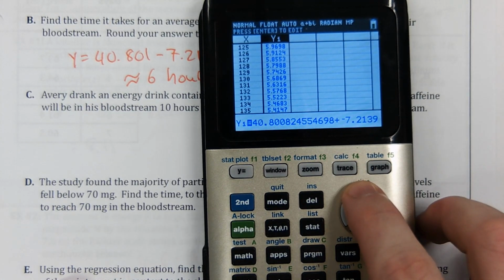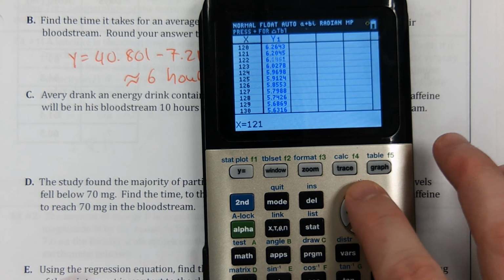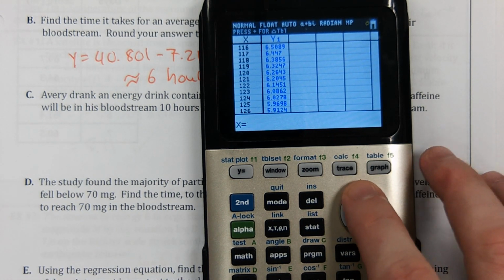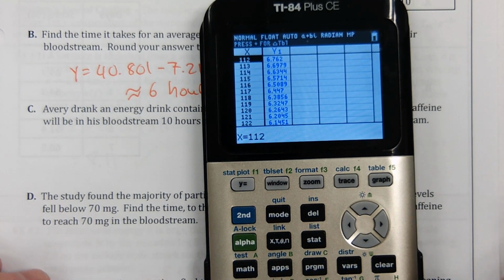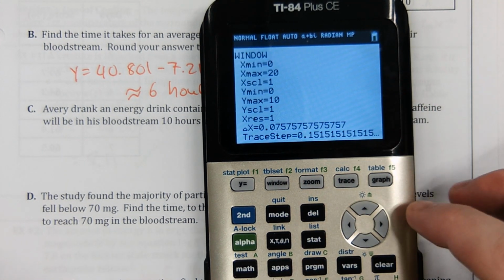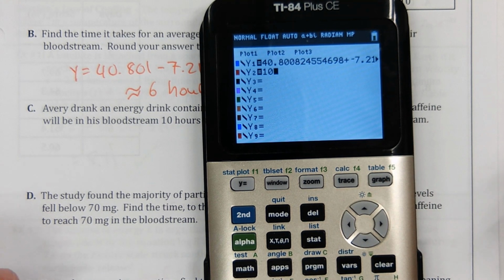It's looking like it's less than 100. We know that because of the table. But I'm not trying to scroll until I find it. So here's what I'm going to do. I'm going to graph it. I'm going to go to my Y equals, and I'm going to set it equal to 10. What we do know is that it's going to happen in less than 100 hours, which should make a lot of sense. In fact, it's probably not going to take anywhere near that much.